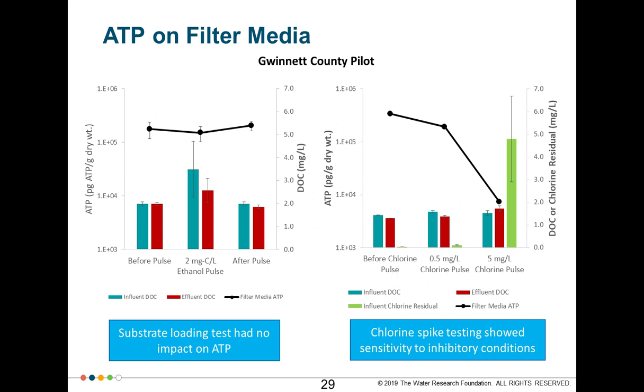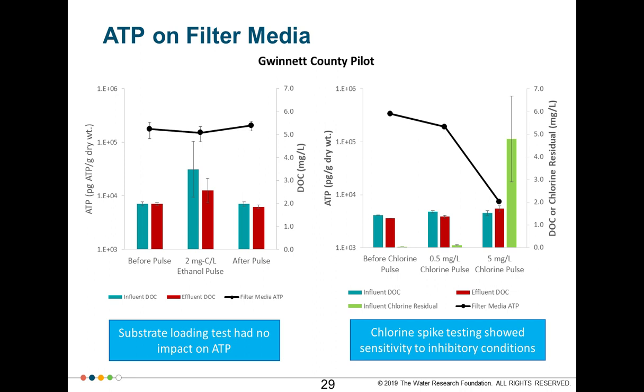The next test that we did was testing ATP on filtered media during our substrate loading test and our chlorine spiking test. And these were, again, intended to enhance activity or inhibit activity. And we saw when the substrate loading test was conducted, we saw no change in ATP, both at the Gwinnett County pilot and the Halifax water pilot. However, when we added chlorine to the filter influent, we saw some significant decreases in ATP, both at the Gwinnett pilot and the Halifax pilot as well.